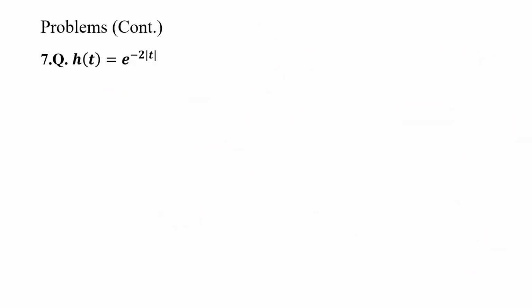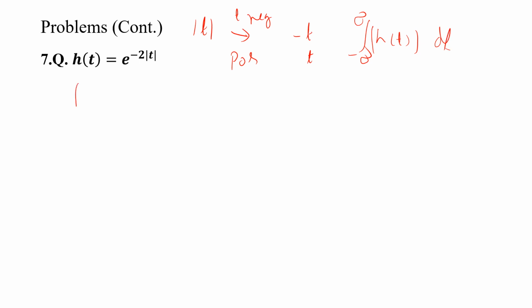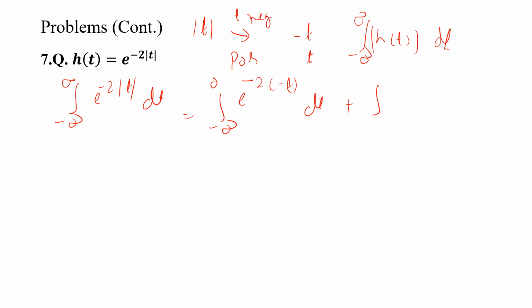Next question. h of t is e to the minus 2 modulus of t. Modulus of t means if t is negative, that is minus t, and if t is positive, that is plus t. So we have to do the integration from minus infinity to infinity of modulus h of t dt. So it is the integration from minus infinity to 0 of e to the minus 2 minus t dt, plus the integration from 0 to infinity of e to the minus 2t dt.